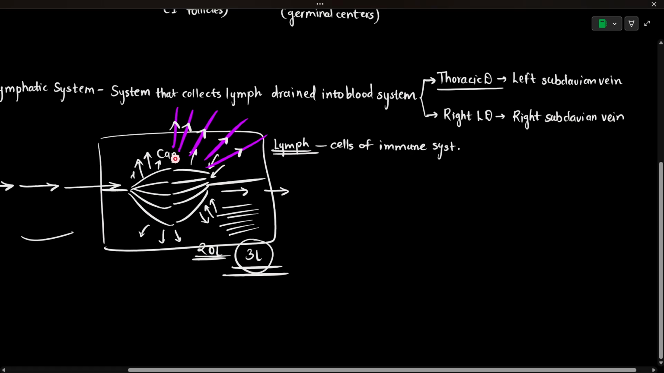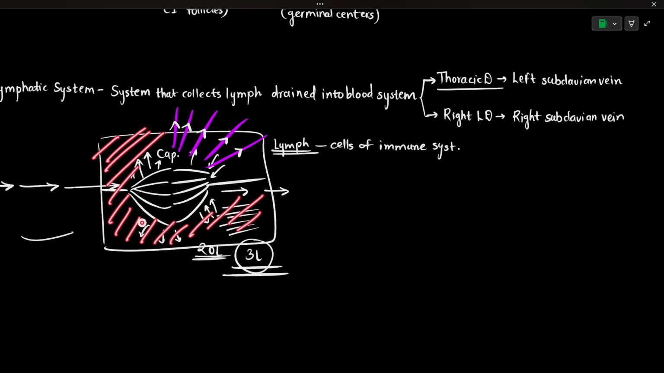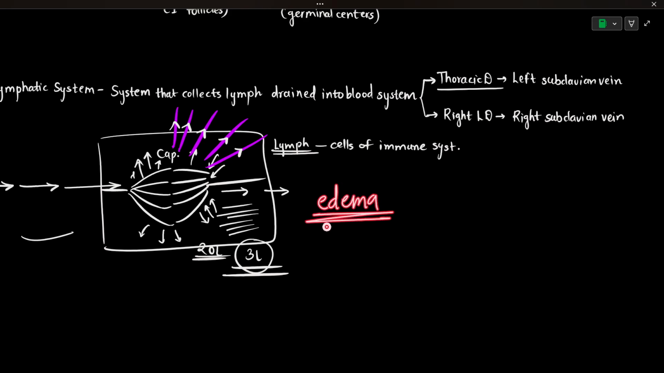If the interstitial fluid in the tissue is not collected by the lymph vessels, it accumulates in the tissue, and this actually results in swelling, which can be really dangerous for the individual. This swelling due to the accumulation of interstitial fluid in the tissue is known as edema, and that is why the lymph system is very, very important. So how does the lymph flow through the vessels?